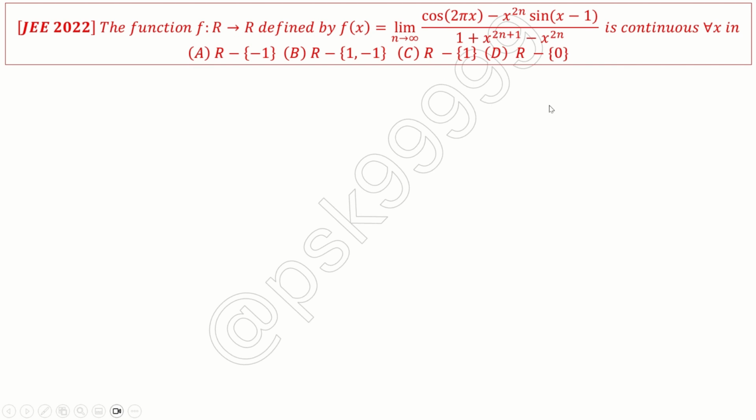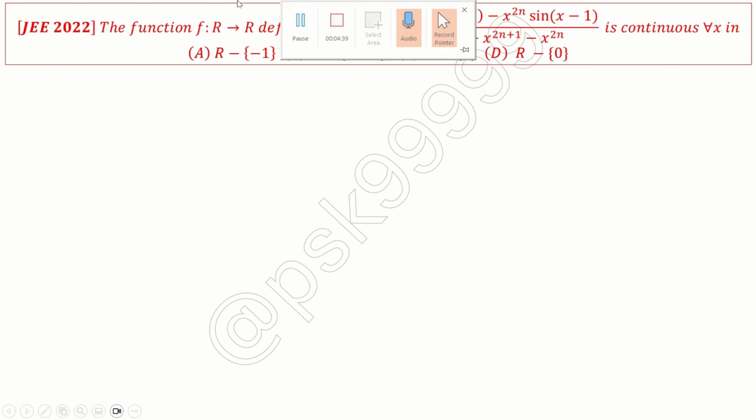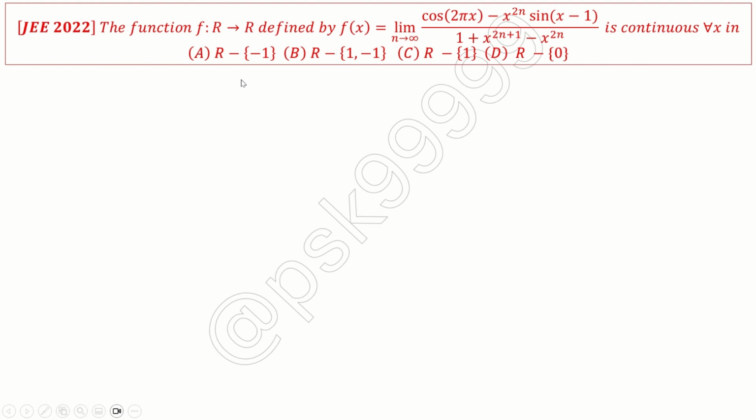So one way to solve this problem is, there are only 3 points which are given here, right? 1, -1 and 0. You directly find out whether at these 3 points it is continuous or discontinuous, and then assume that all the remaining points are anyway continuous, because if you look at the options, it is always R minus these points. Correct? Otherwise, just find out the general way. Okay, let's do the general way, but you can solve it the other way also.